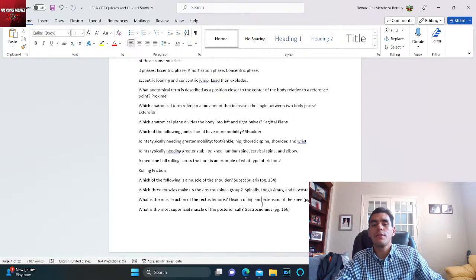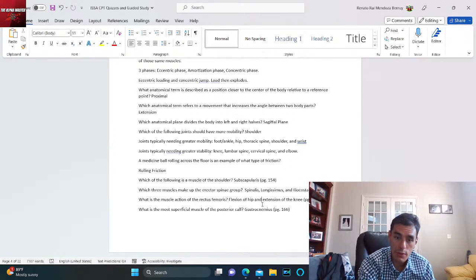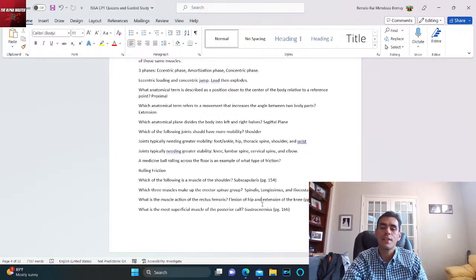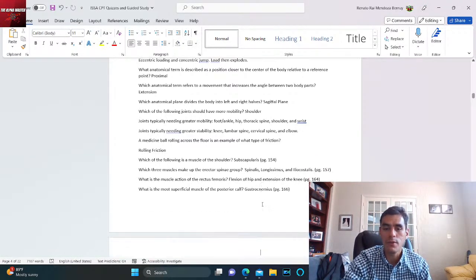The muscle action of the rectus femoris is going to be flexion of the hip and extension of the knee. You have to imagine the rectus femoris workout on a machine. The most superficial muscle of the posterior calf is going to be the gastrocnemius.